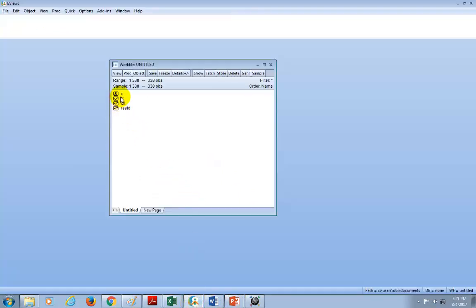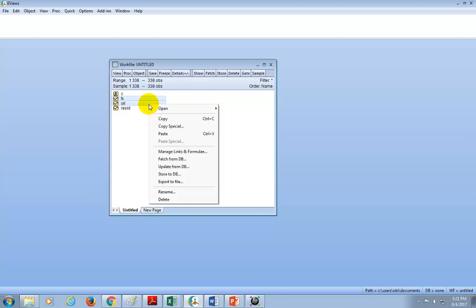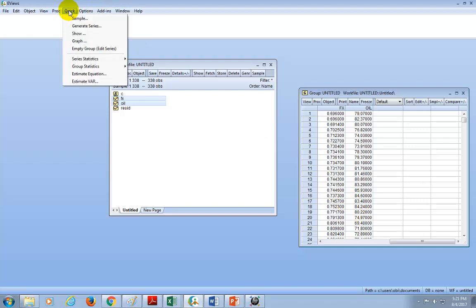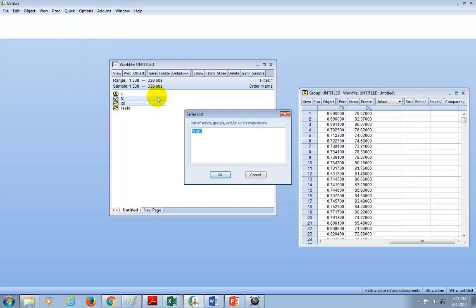So here are our two variables, exchange rate and oil price. If I highlight both together and right click, I can open them as a group, and you see them right here. Anyhow, what we're going to do is go to Quick, then Group Statistics, hover your cursor right here, move it over to the right and select Johansen Cointegration Test.